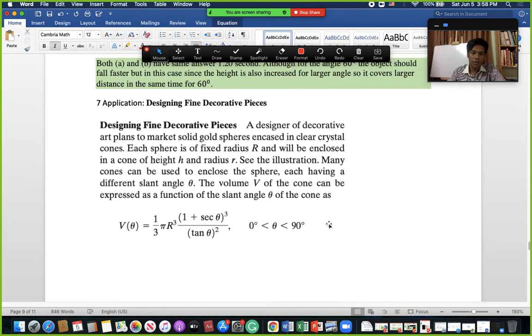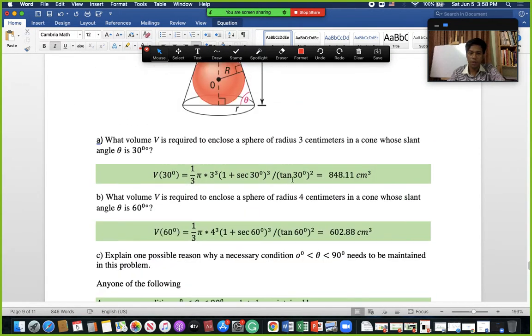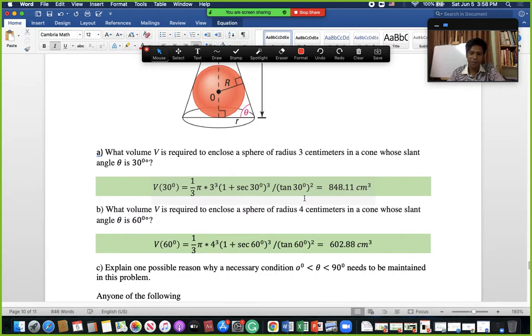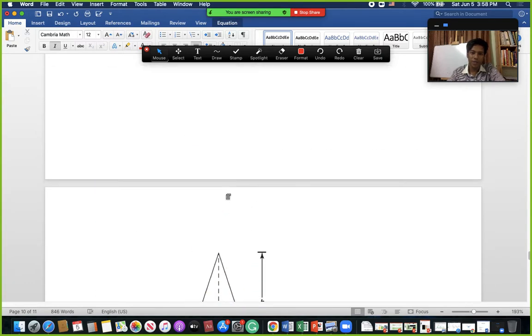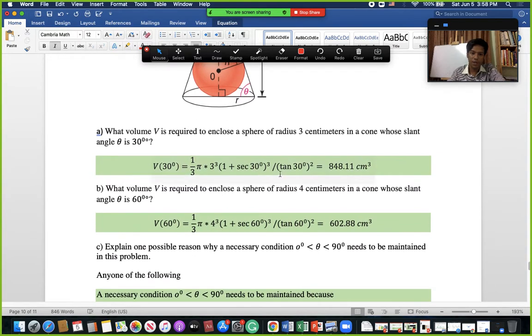And the last one here is about this. Not last one actually, we have another one also. Similar to before, we just put the value of theta and the other values and do the calculation. This is centimeter cube.